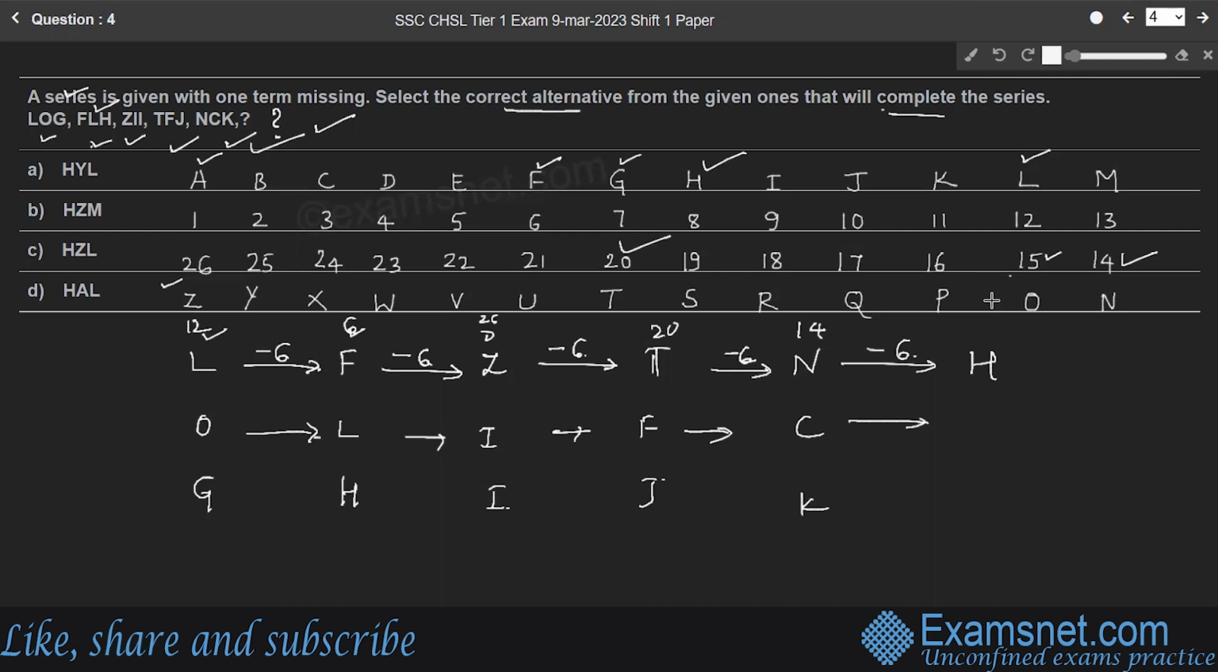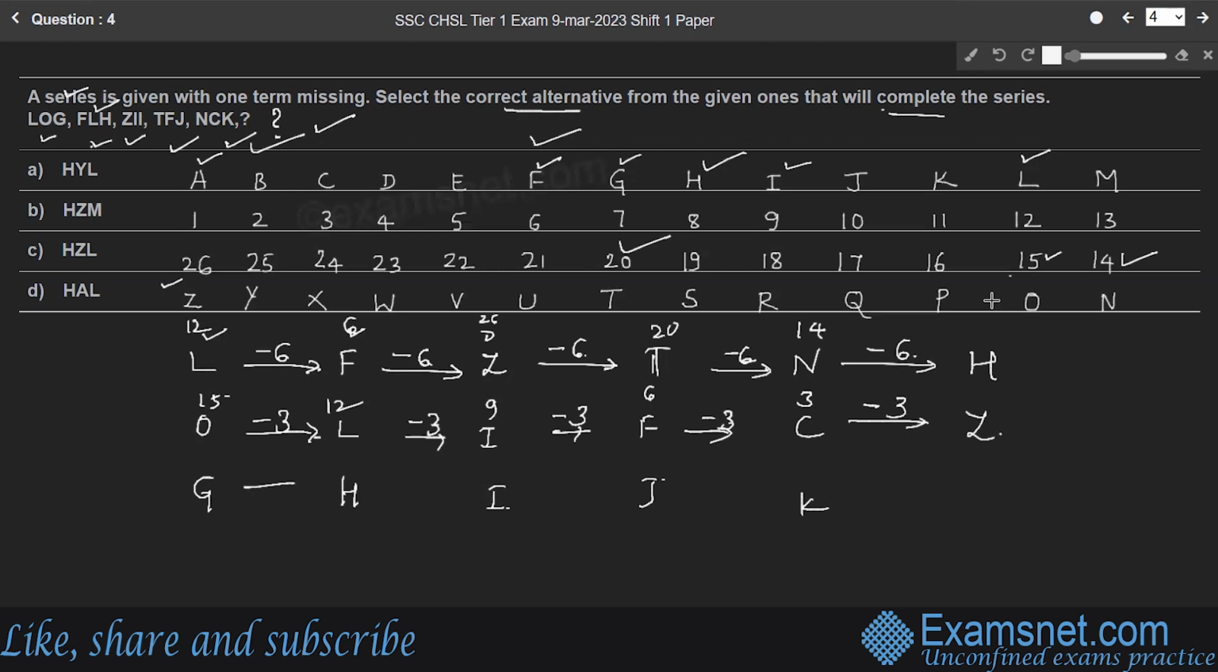How are O and L related? The positional value of O is 15, L is 12. So O minus 3 is L. L is 12, I is 9, so 12 minus 3. Next, 9 minus 3 is 6, which is nothing but F. F minus 3 is 6 minus 3, nothing but C. C is 3. So C minus 3, 3 minus 3 is 0. 0 is nothing but Z.